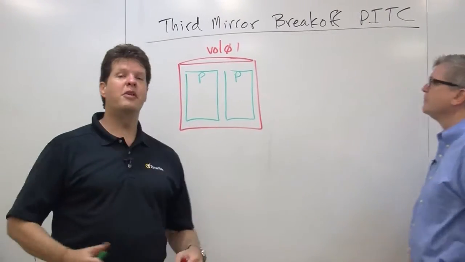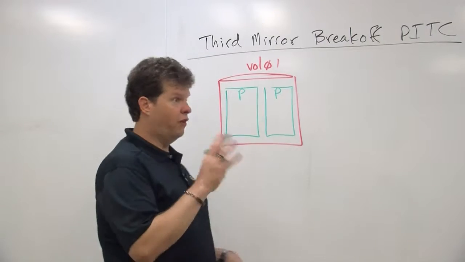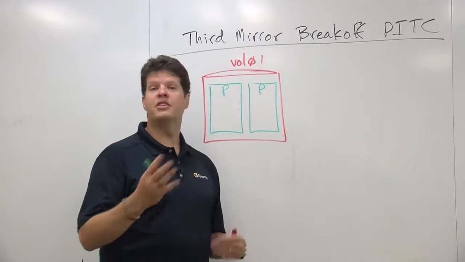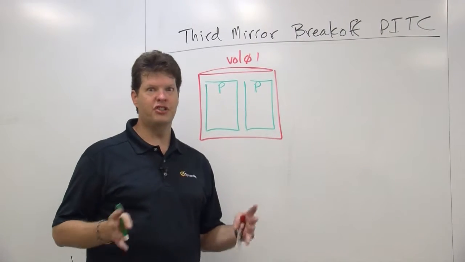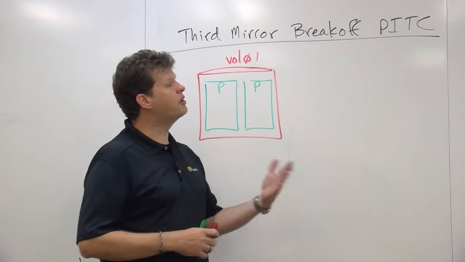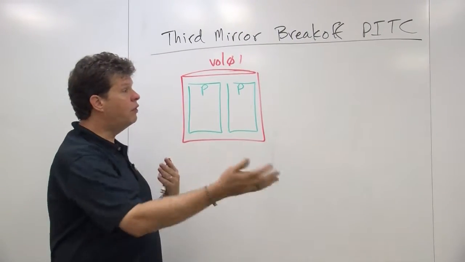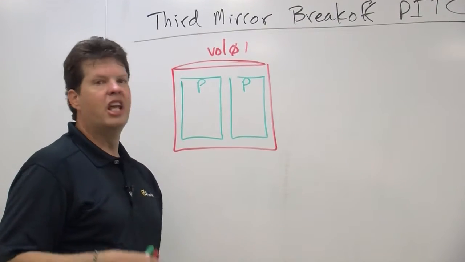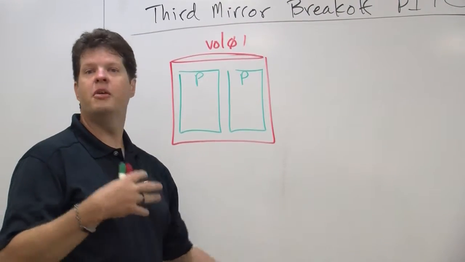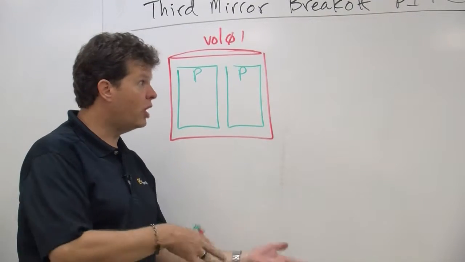All right, well, Third Mirror Breakoff is one of our point-in-time copy technologies. It is a full physical copy, but does require the enterprise license. It's very similar to our traditional snapshotting technology that only requires the standard license. So what we're going to do is create a full physical copy of our data that can be used for backup purposes, for creating a new development environment, test environment, etc. This one here is specifically used for off-host processing.